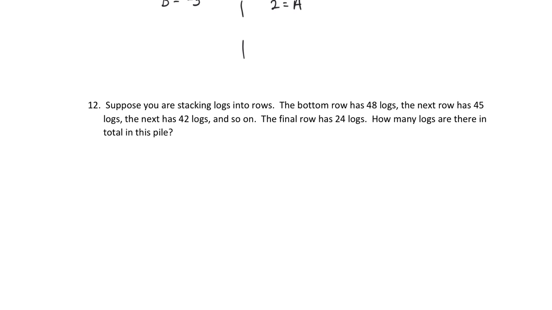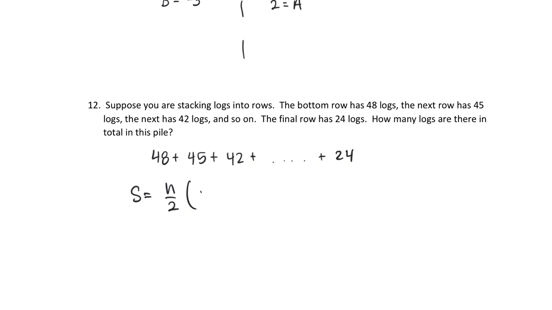Okay, question 12, we're stacking logs one row at a time. So the bottom row has 48, then 45, then 42. So looks like each row has 3 less. So this is an arithmetic series. It's 48 plus 45 plus 42. The final row has 24 logs. So this is a partial sum of an arithmetic sequence.